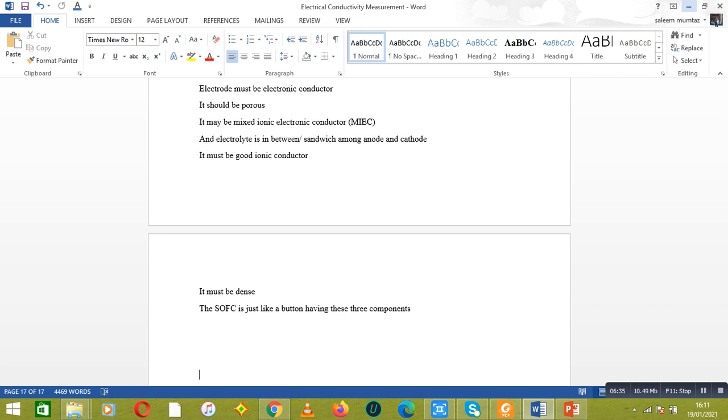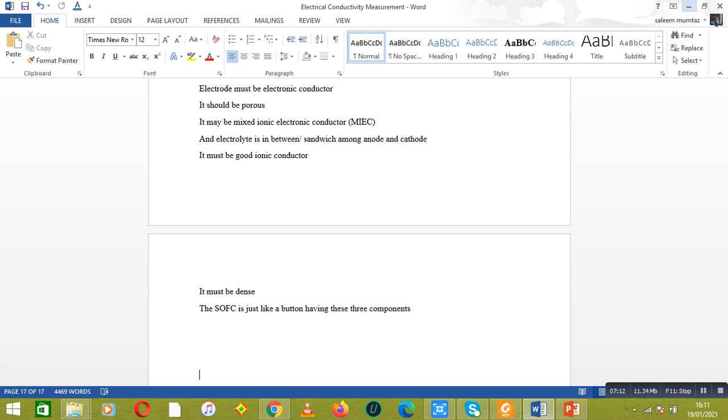Why should the electrolyte be dense? Because it hinders the electron movement. The electrons could not move through the electrolyte; instead they move through the external circuit to produce electric current. That is the reason an electrolyte must be dense, to hinder those electrons which are generated at the anode side. So they must go towards the external circuit to produce electricity rather than going through the electrolyte material.